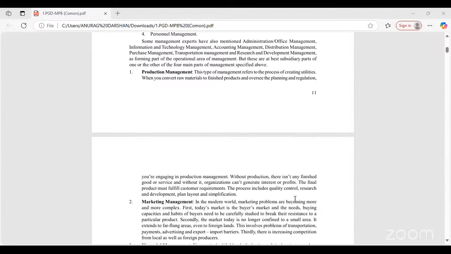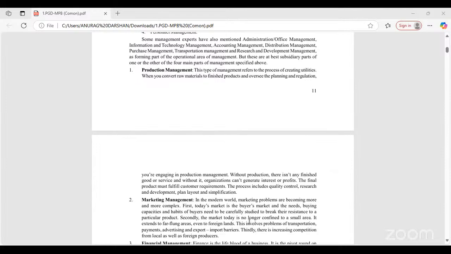finally, you are trying to procure the material, convert that raw material into finished or semi-finished goods, and then you supply the same into the market. So production management focuses on creating utilities. Utilities is nothing but where something is offered which will try to satisfy your need or want or desire. So the production management will process the raw material into finished or semi-finished goods.